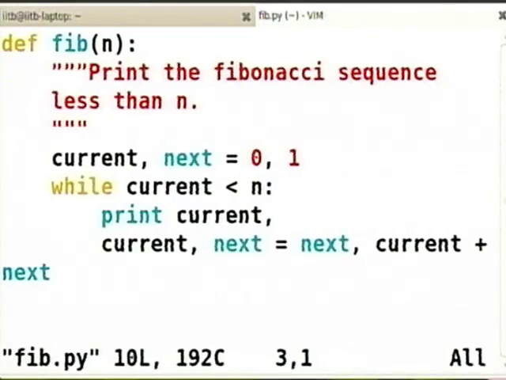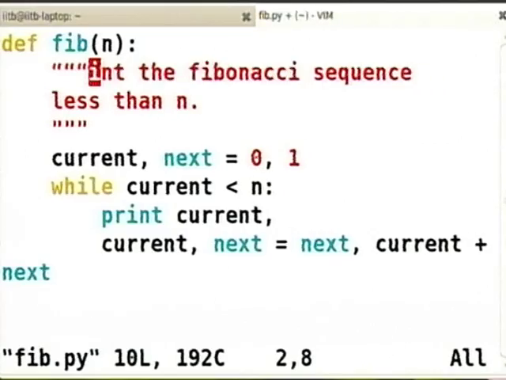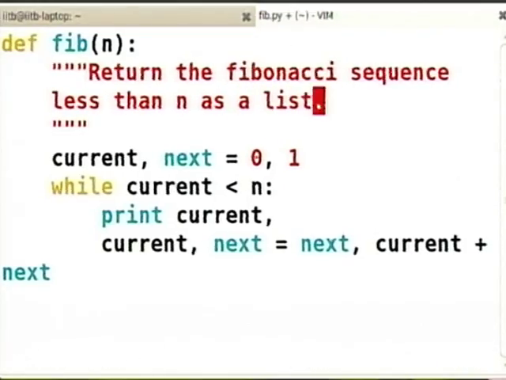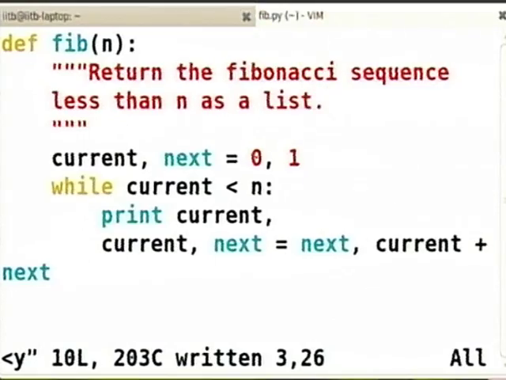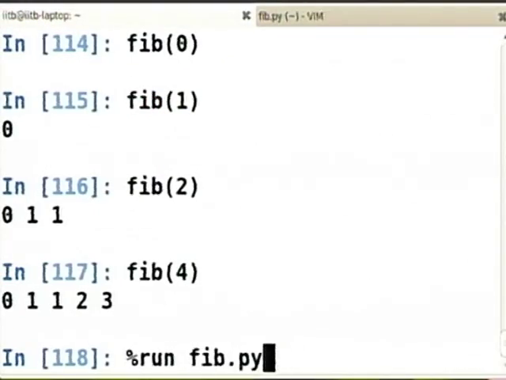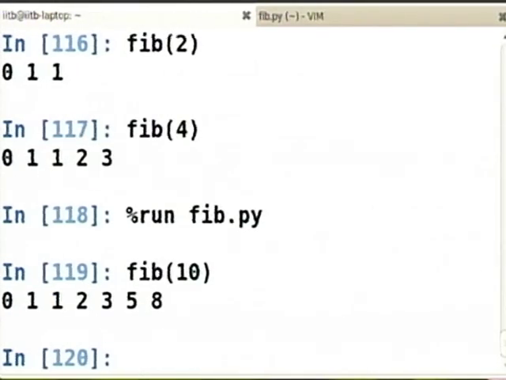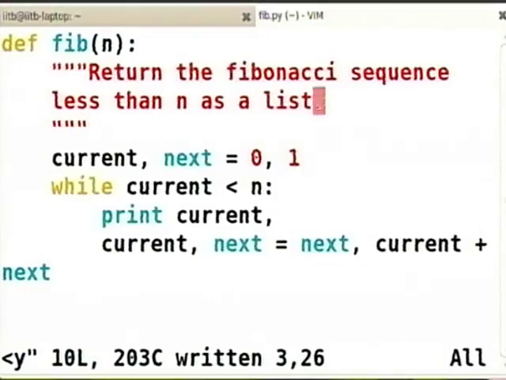So I want you to now modify this code, take 5 minutes. Modify this code and return a list of the numbers that are in the Fibonacci sequence less than n. So I will change the doc string. This should be very easy to do, but please take the time to actually do it and test it out by doing run fib.py and calling. Right now it's still printing. You have to make the modifications to return a list. Please do this.